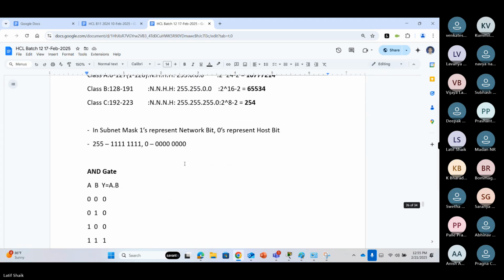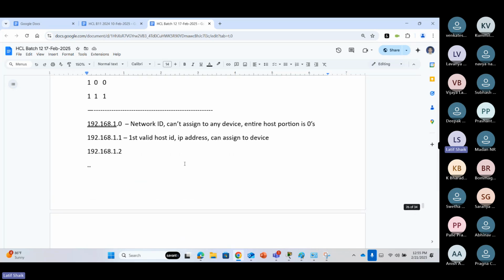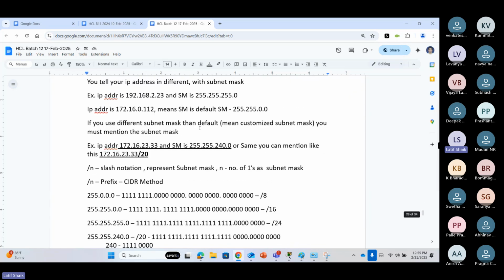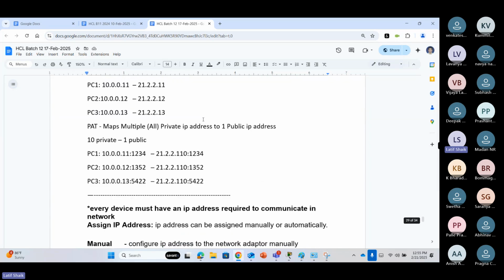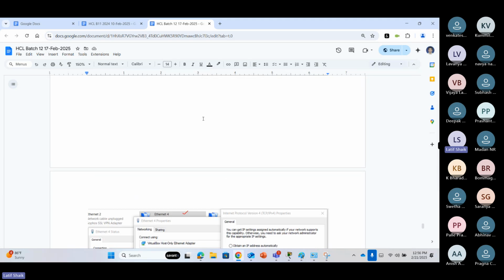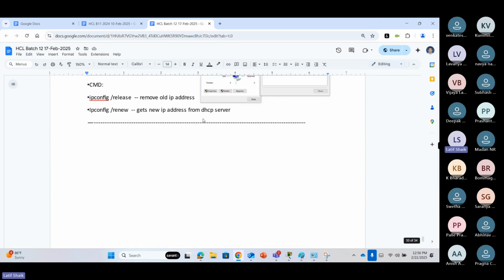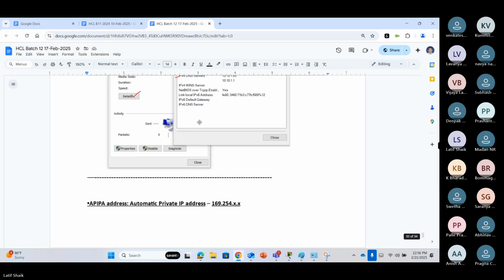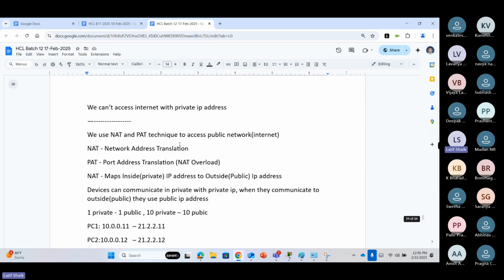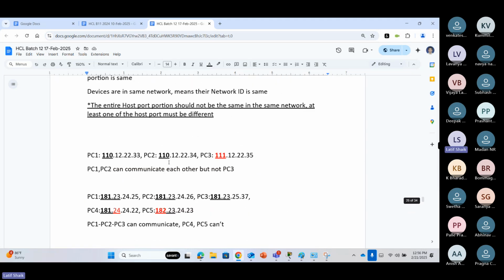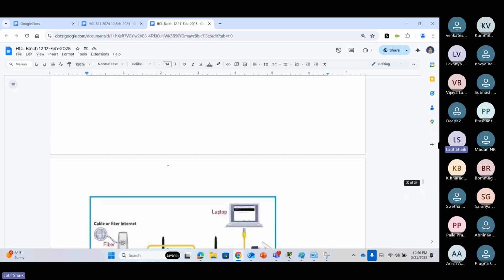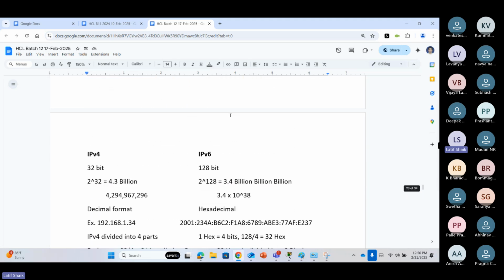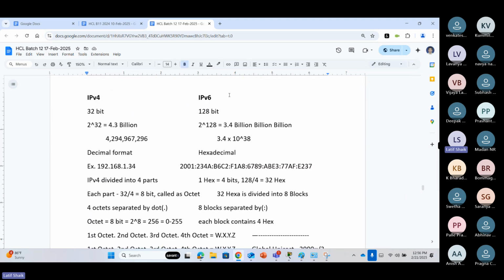Okay, this is about your IP address, guys. There are a few more things, like what is private IP, NAT and PAT, and how to assign an IP address. What I'm going to do now is give you a small explanation about IPv6, then we'll see the IPv4 and IPv6 differences. Then we'll close today.